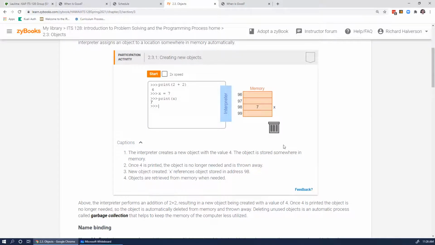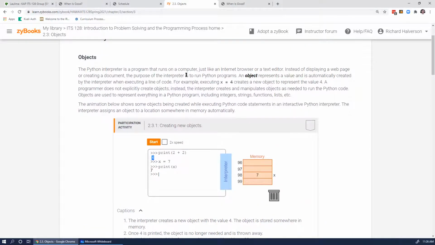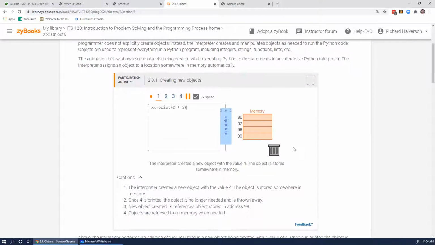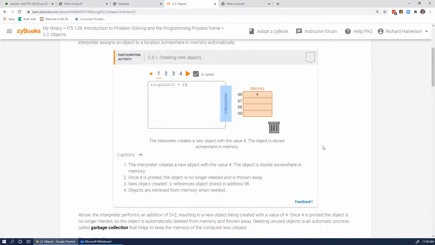An object is a new object with a value of 4. Okay, so this statement creates a new object with a value of 4, and then that 4 is stored somewhere, and when it's printed out, the object itself is what's stored. To me, that's kind of a complicated way of thinking about this. But anyway, you should understand this, but it's not really going to be any tests on this. It helps you conceptualize what's going on inside of the Python interpreter.